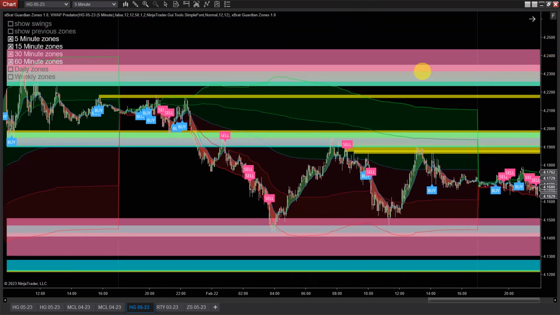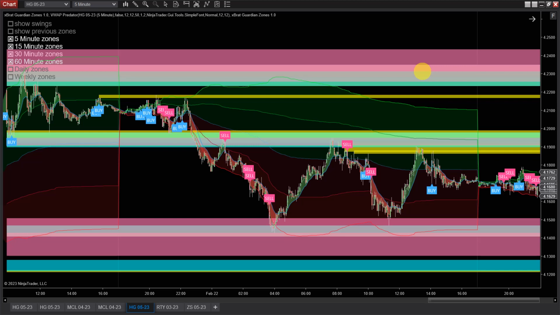So remember, the Guardian Zones are there to help you, to stop you from going into trades, from going short into support or long into resistance. But they're also there to identify those gaps of fresh air which are tradable, no matter what strategy you're trading. At the moment, I've just got the VWAP Predator on there for Ninja Trader as well, just so I can show you some buy and sell signals, when to take those trades and when not to take those trades.